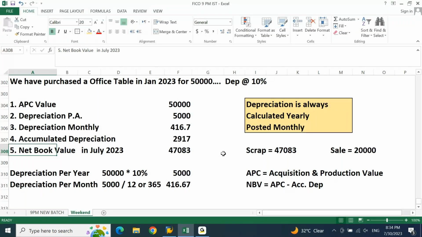Whatever date you mention in the depreciation start date, from that date the system will charge your depreciation. This is again based on the config setup that we are doing.